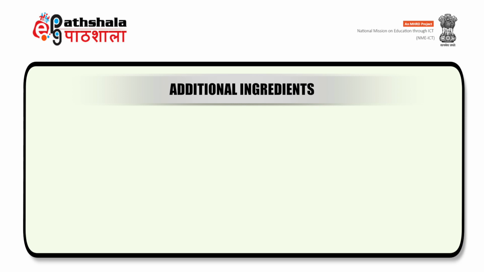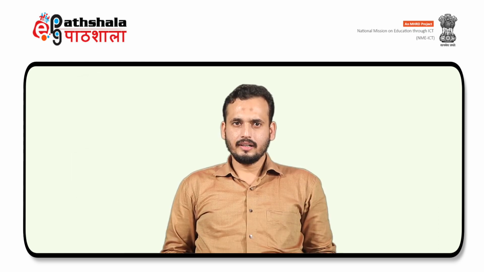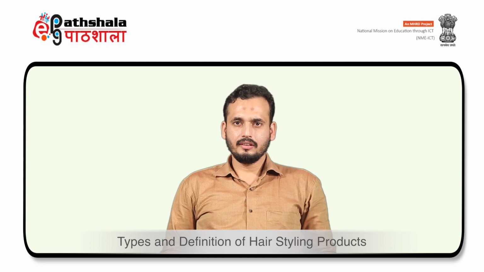There are different additional ingredients also used in the formulations, such as humectants that contribute to the wet look provided by gels, conditioners such as proteins and quaternions, fragrances, vitamins and herbal extracts. Students, now we discuss types and definitions of hair styling products.